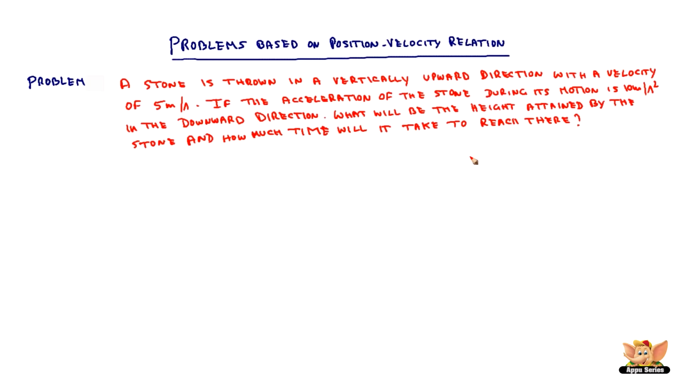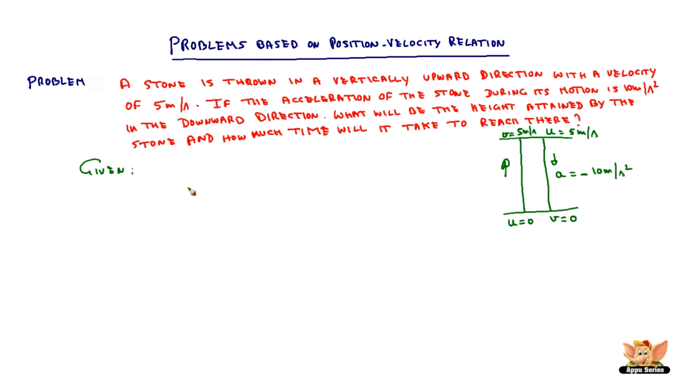Let us see the given data. Downward acceleration is given as 10 meters per second square. Since it is in the downward direction, it becomes a negative acceleration as the velocity is decreasing from 5 meters per second to 0. From the figure, we can make out the given data as, when the stone is in the downward direction, u is equal to 5 meters per second, v is equal to 0, and acceleration is negative, minus 10 meters per second square.